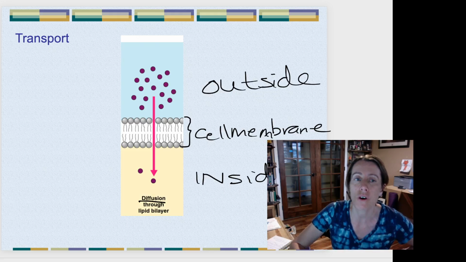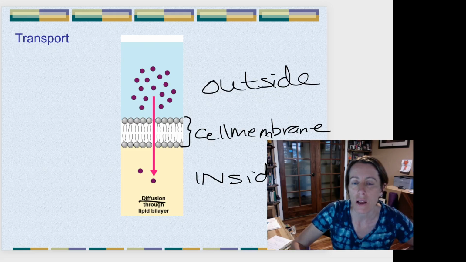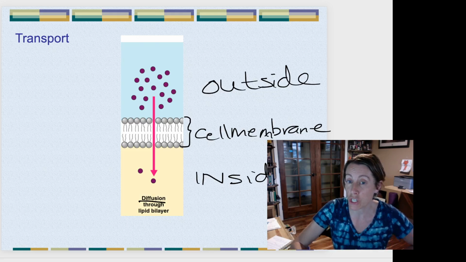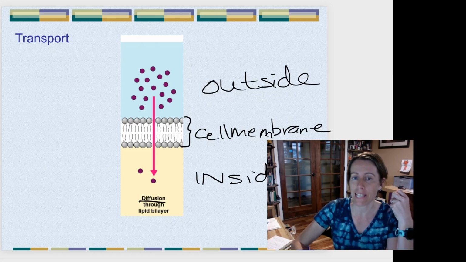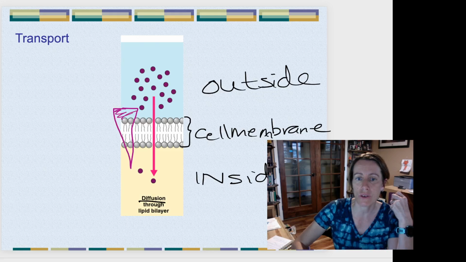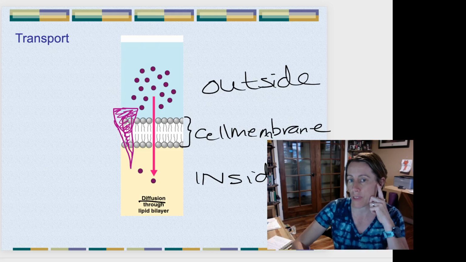So I can draw what I like to call a concentration triangle. I'm going to pick purple here. A concentration triangle is a simple way to show on a diagram where there is more of something and where there is less of something. So I'm going to draw a triangle like this, a long skinny triangle, and I'll color it in purple. That's going to show you that there are more of these purple circles on the outside and less on the inside.